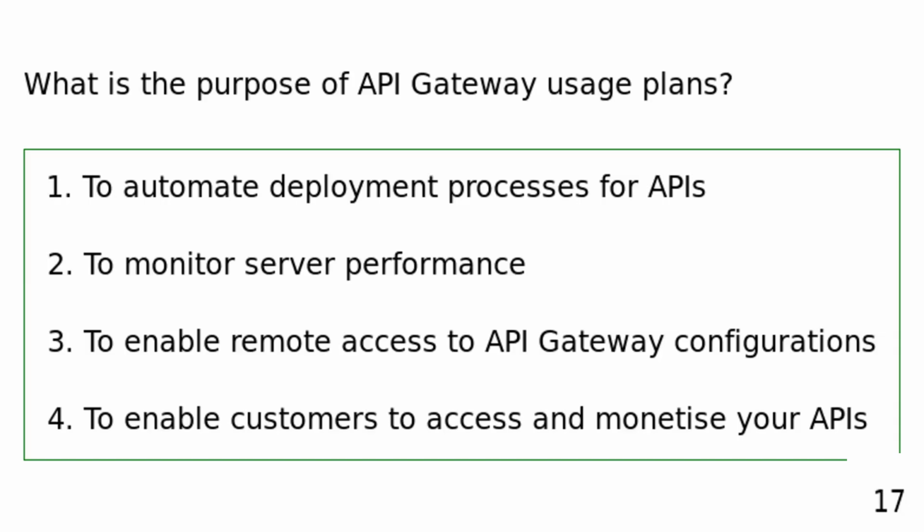What is the purpose of API Gateway usage plans? To automate deployment processes for APIs. To monitor server performance. To enable remote access to API Gateway configurations. To enable customers to access and monetize your APIs.